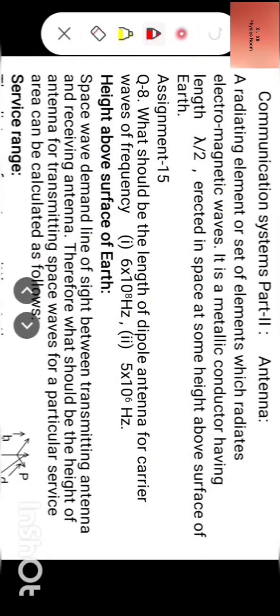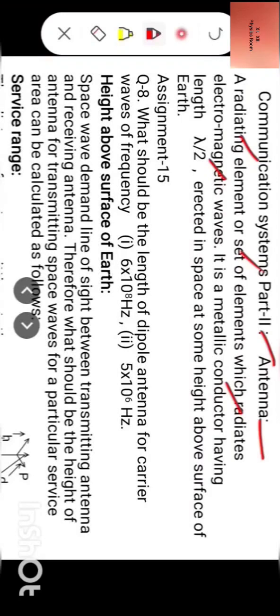Continuing with the chapter of communication systems. Today we come to its second part, that is communication systems part 2. In this part we are going to study about antenna. What is an antenna? An antenna is a radiating element or set of elements which radiates electromagnetic waves. It is a metallic conductor having length lambda by 2 erected in space at some height above surface of earth.